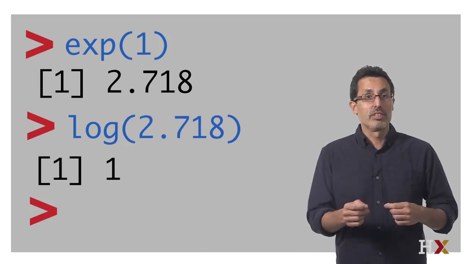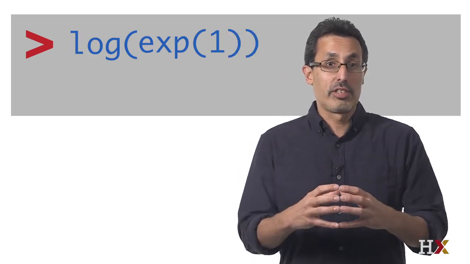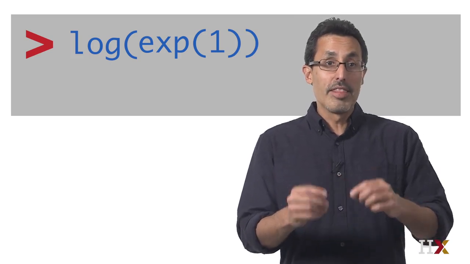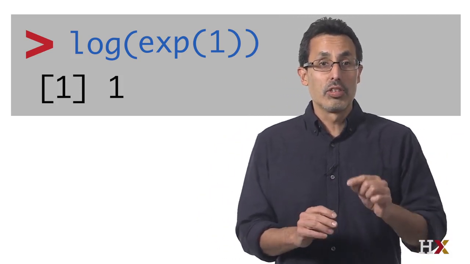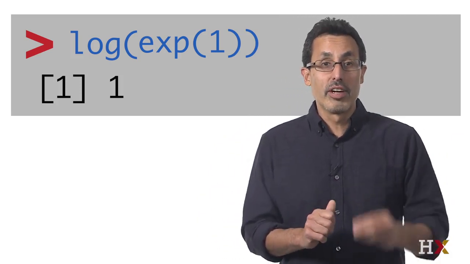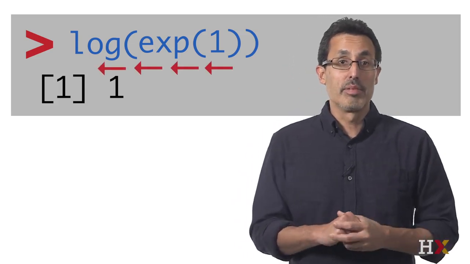These are inverse functions. So note that if we type the function log, and then inside that function we use the argument exp, again parentheses, and put a 1, we first evaluate the first function, exp of 1, and then we evaluate the second. And we get the answer of 1, again, because these are inverse functions. So the important thing to remember is that functions are evaluated from the inside out when you nest them.